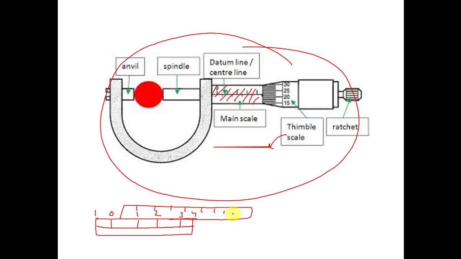Okay, we have a vernier scale which divides one part of the main scale into a number of parts. Then this scale is known as a vernier scale.